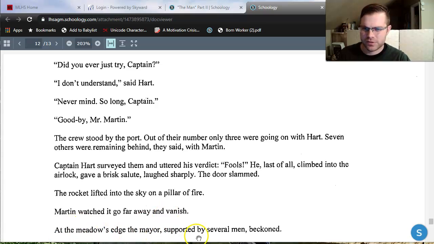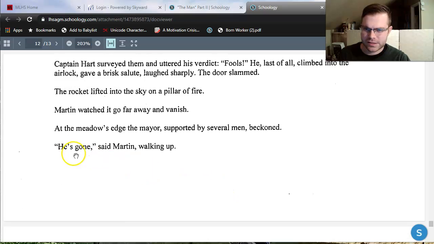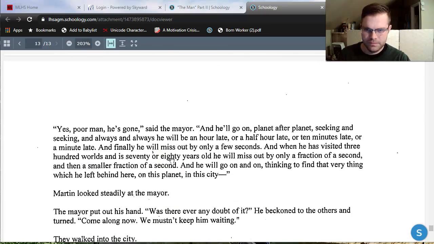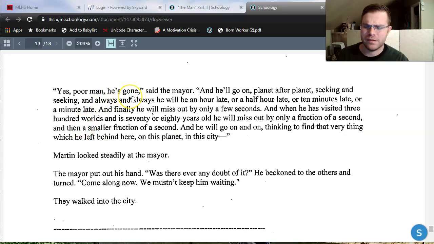At the meadow's edge, the mayor, supported by several men, beckoned. He's gone, said Martin, walking up. Yes, poor man, he's gone, said the mayor. And he'll go on, planet after planet, seeking and seeking. And always he will be an hour late, or a half hour late, or 10 minutes late, or a minute late. And finally he will miss out by only a few seconds. And when he has visited 300 worlds, and is 70 or 80 years old, he will miss out by only a fraction of a second, and then a smaller fraction of a second, and he will go on, thinking to find that the very thing which he left behind here, on this planet, in this city.